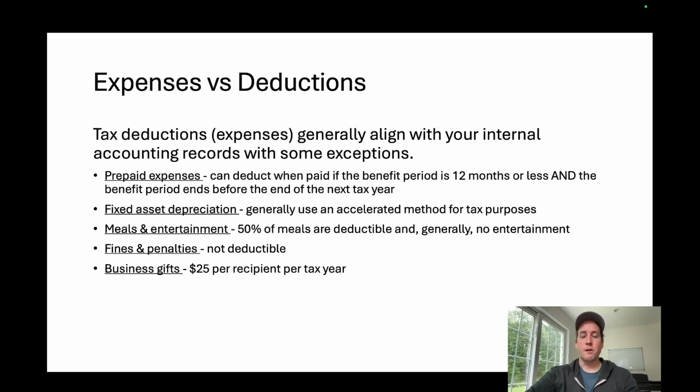Fines and penalties. If you have any fines or penalties levied by the IRS, and in some cases, if you have to pay a fine or a penalty to a local government authority, those are not deductible. Business gifts are limited to $25 per recipient per tax year.